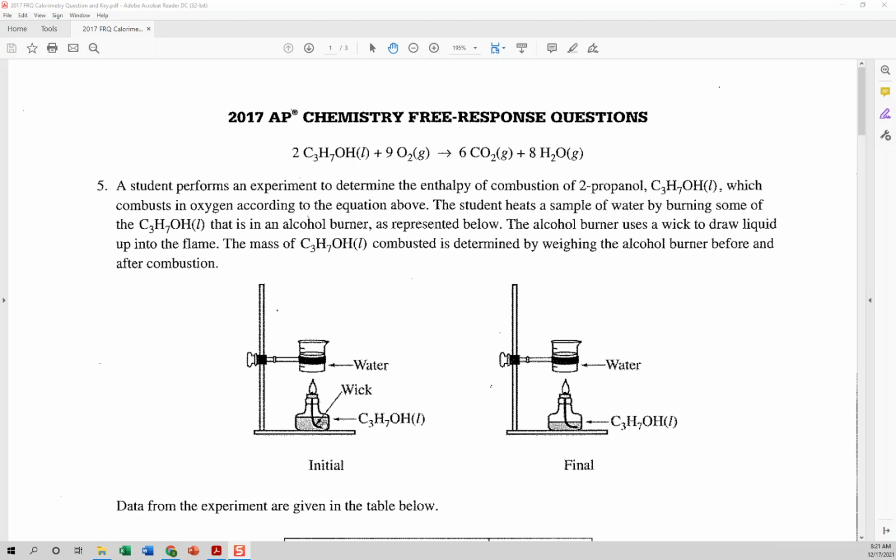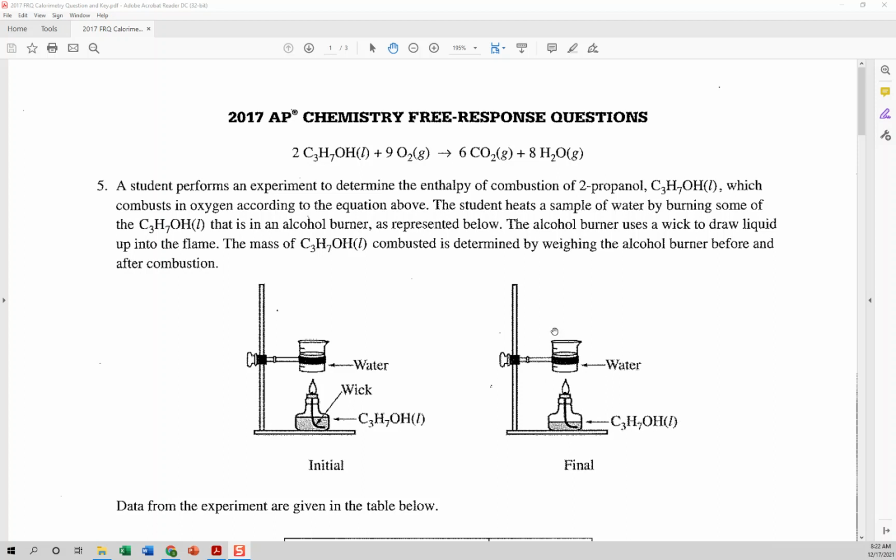And so what they did was, I guess they said the mass of the propanol that underwent combustion is determined by weighing this before and after. So you weigh the container before, you weigh it after the combustion reaction, and the difference would be the mass of the propanol that underwent combustion, right?